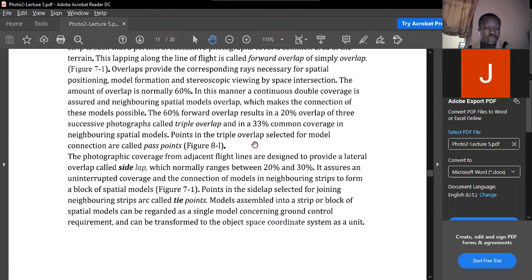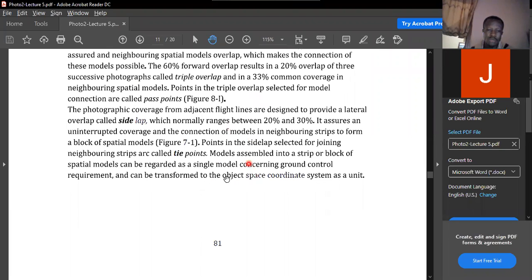All right. So we are revisiting some of the things. Triple overlap. The side lap is the airplane going in one direction and then coming back. And then you now have two strips overlapping on the side. I think we have to remember these things from photogrammetry 1, so this is a generous way of reminding us. All right. Now there's what we call tie points.